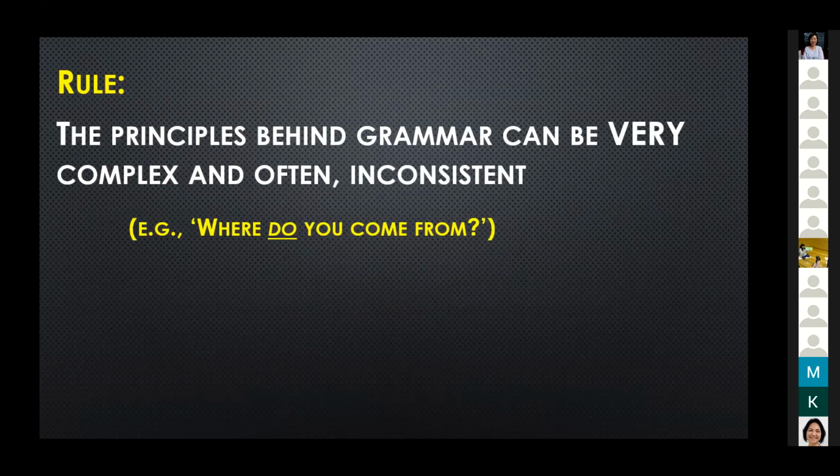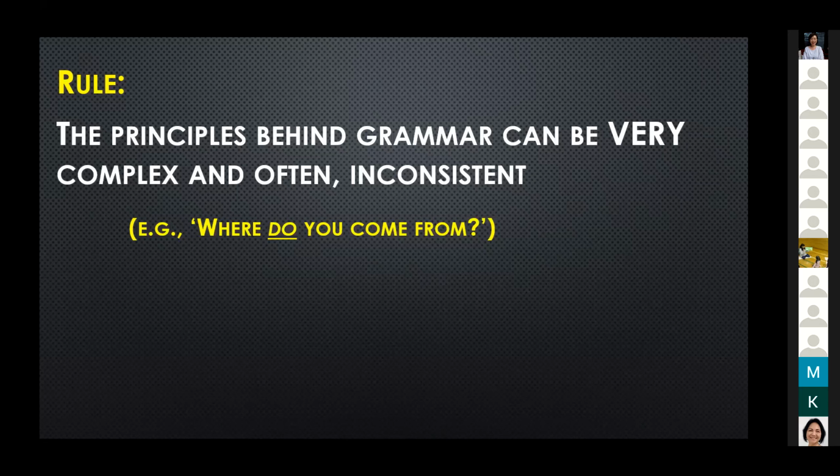And it's a fact that the principles behind grammar can be very complex indeed, and often they're inconsistent. A good example is, where do you come from? You think about it, this is very strange, because do, being in the present tense, should refer to something habitual, something regular that you do many times. Of course, we don't come from our country many times. Why isn't this in the past tense in English? Because already we have arrived in Japan, presumably, and we've been in Japan a while. Why do we use this?